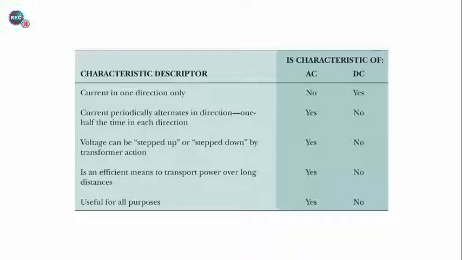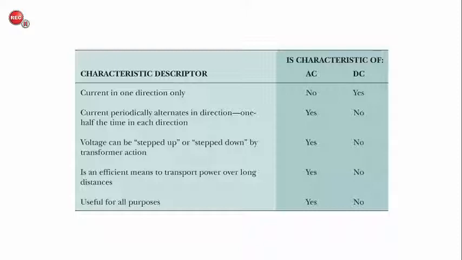Current in one direction only. That's true for DC, but that's false for AC. For AC, the current flows in two different directions, sometimes in one direction and then sometimes in the other. The current periodically alternates in direction, half the time in each direction, so that's true for AC but false for DC. The voltage can be stepped up or stepped down by transformer action.